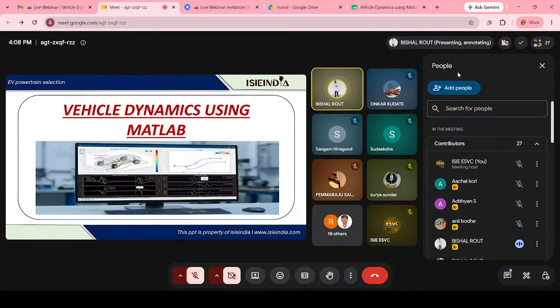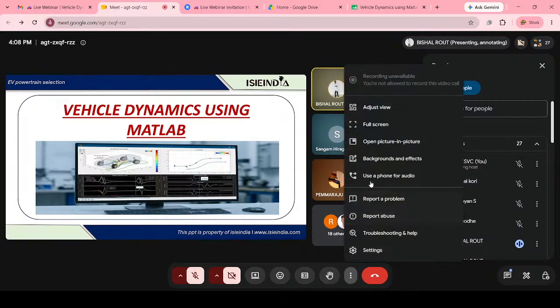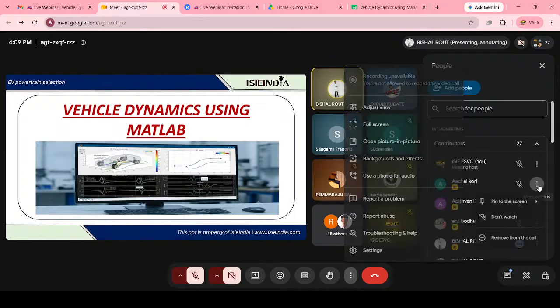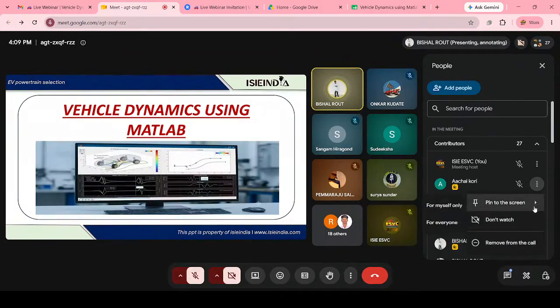Actually, vehicle dynamics is a very big topic, and MATLAB consists of a lot of things. So we will just see a section of it, basically on the torque speed characteristics, and how to store that particular data so that whenever we're going to design a motor, we can use it. So in that way, we're going to start our session.